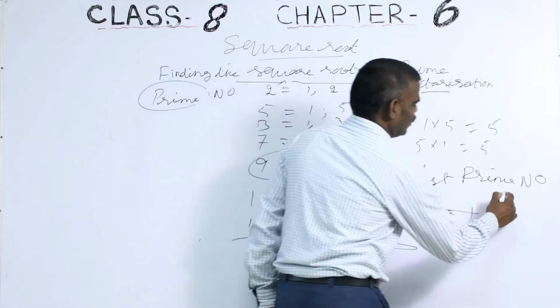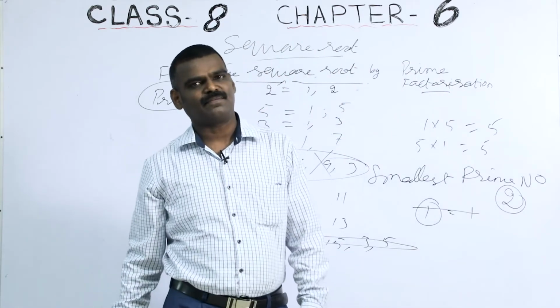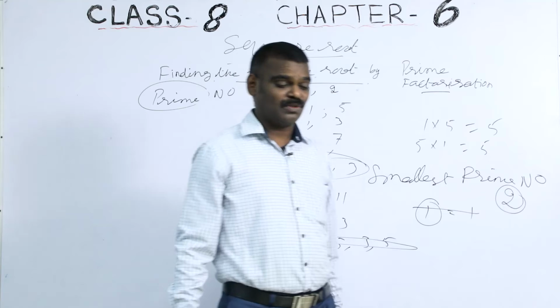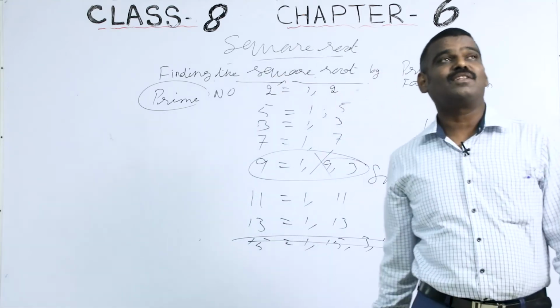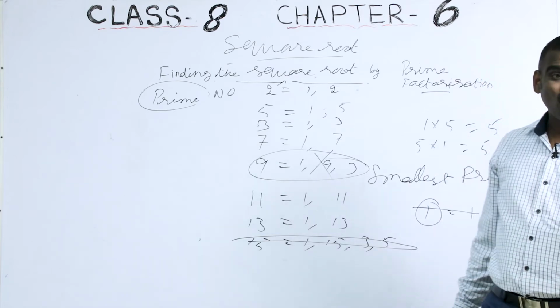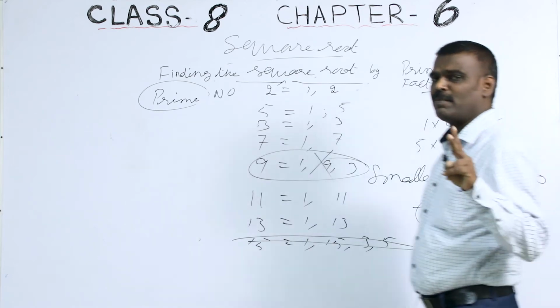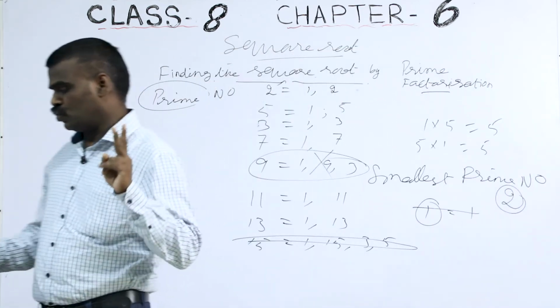2, yes. The smallest prime number is what? 2 is the smallest prime number. Yes, 1 is smaller than 2, but 1 has only one factor. So 1 is not a prime number. So what is the smallest prime number? The smallest prime number is 2.